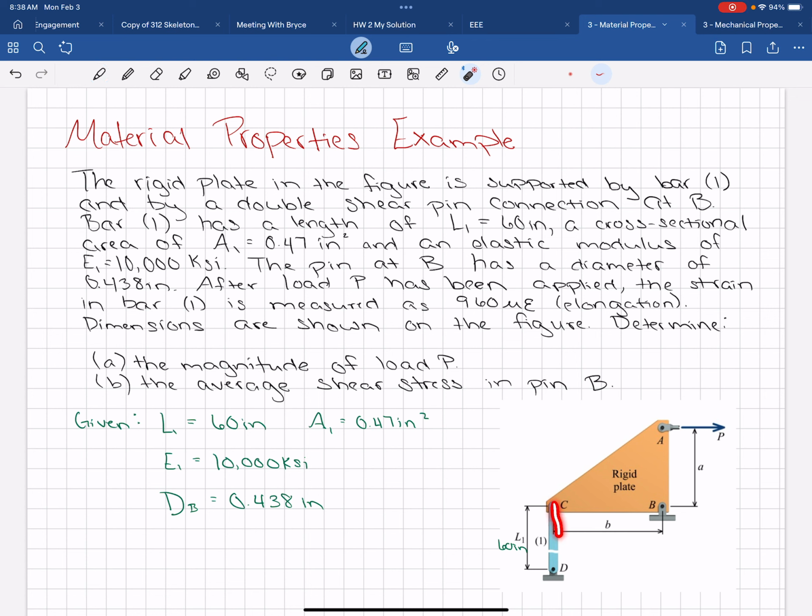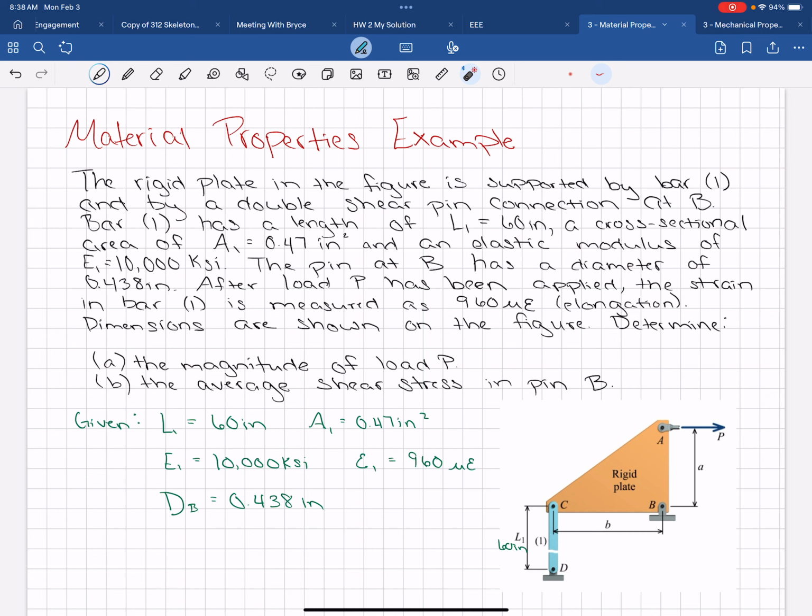Then the strain in bar 1 is going to be 960 microstrain. So strain in bar 1 equals 960 microstrain. And it's going to elongate. And that makes sense if we're looking at this picture. P is going to pull it this way, putting this in tension. Okay.